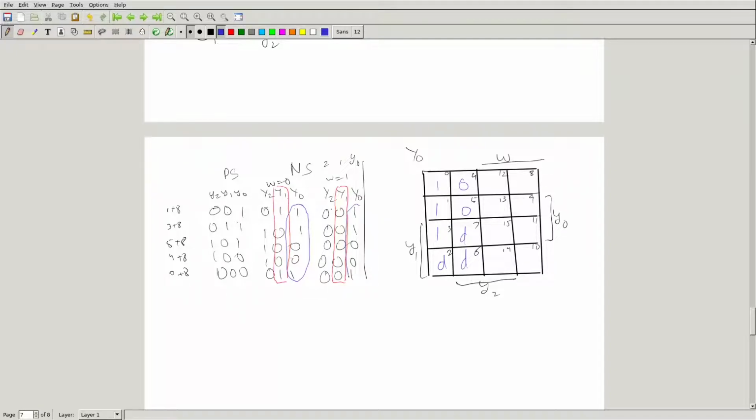And then we look at the w equal to 1 half of the K-map. The minterm is 1 plus 8, 9. We have 1, 3 plus 8, 11. We have 1, 5 plus 8, 13. We have 0, 4 plus 8, 12. We have 0. And at 8 we have 1, and the rest are don't care. Okay.